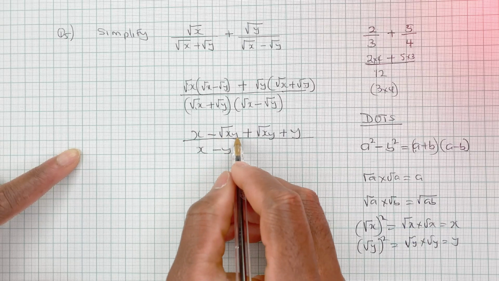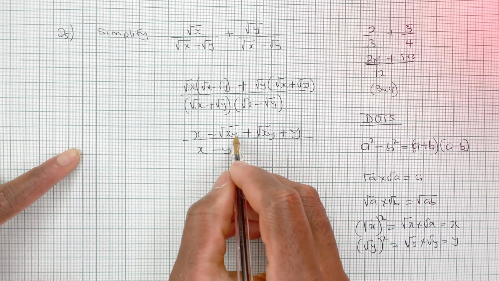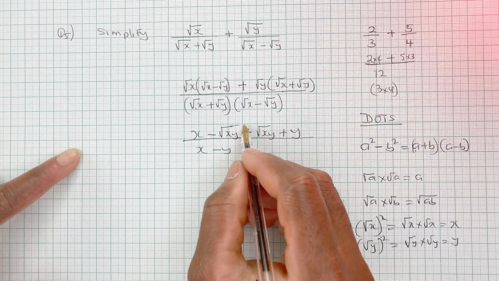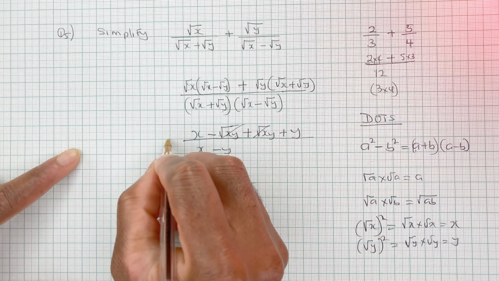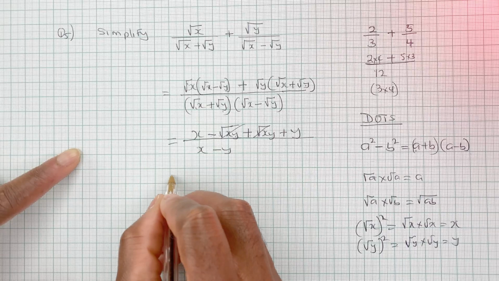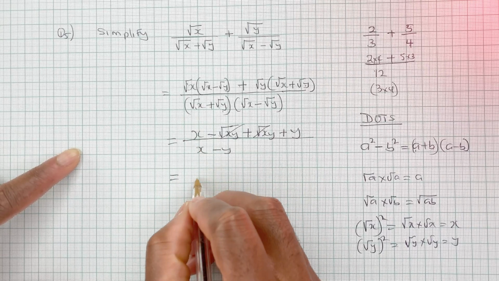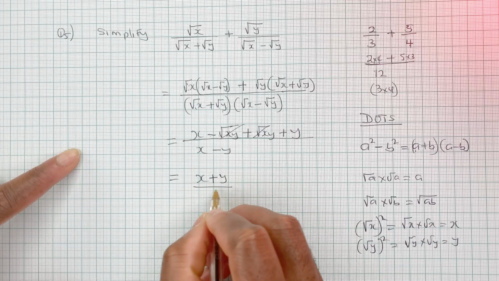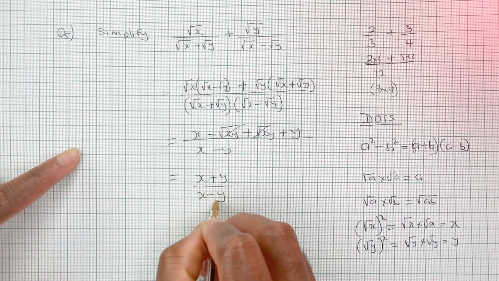Now minus root xy plus root xy will cancel each other. So the final answer would be x plus y over x minus y.